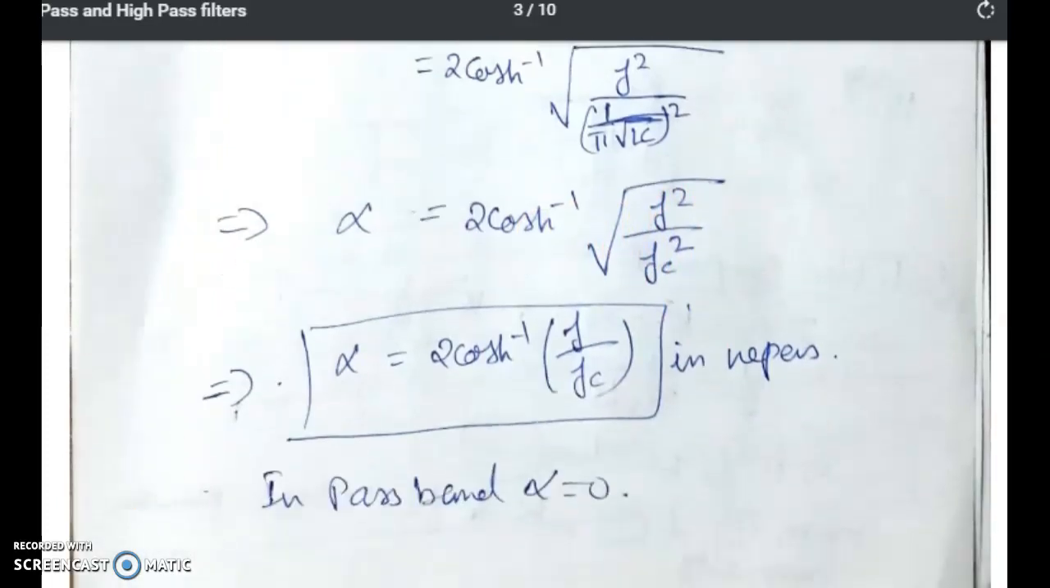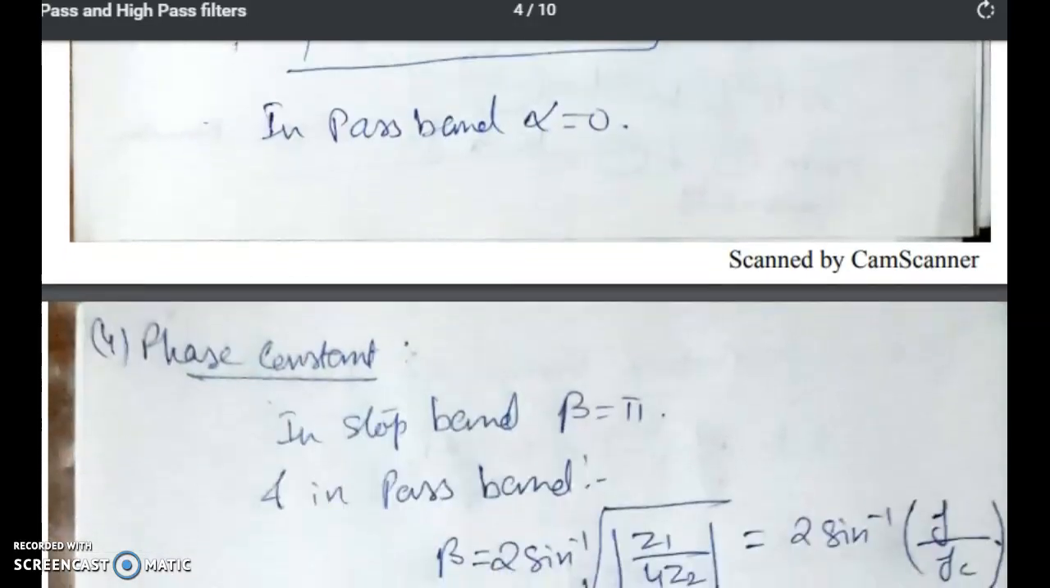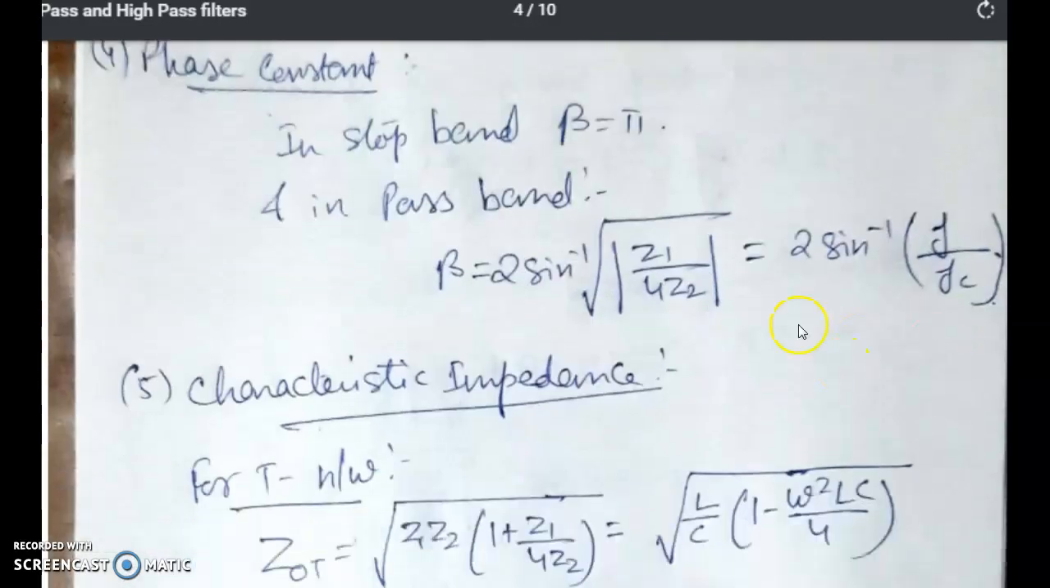So alpha is equal to 2 cosh inverse of f upon fc in Nepers. In the passband, alpha must be equal to 0, because in the passband we don't want the signal to get attenuated. Similarly, the phase constant in the stop band, beta, must be equal to pi. In the passband, beta is equal to 2 sine inverse of root Z1 upon 4 Z2.